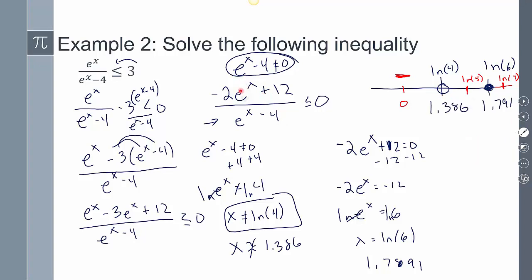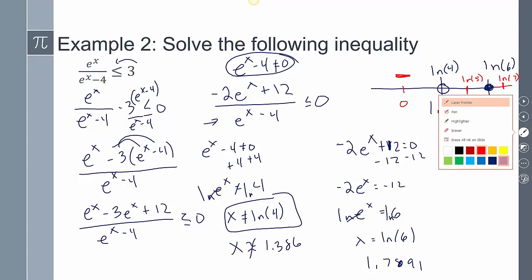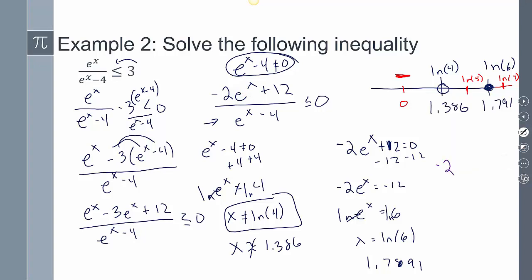But now if I plug in ln 5, and I'm going to write this first one out so you can visualize it. If I do negative 2 e to the ln 5 plus 12 over e to the ln 5 minus 4, well, the e's and the ln's cancel out. So that gives me negative 2 times 5 plus 12 over 5 minus 4. So this is negative 10 plus 12, that's positive. 5 minus 4 is positive. Positive over a positive gives me a positive.